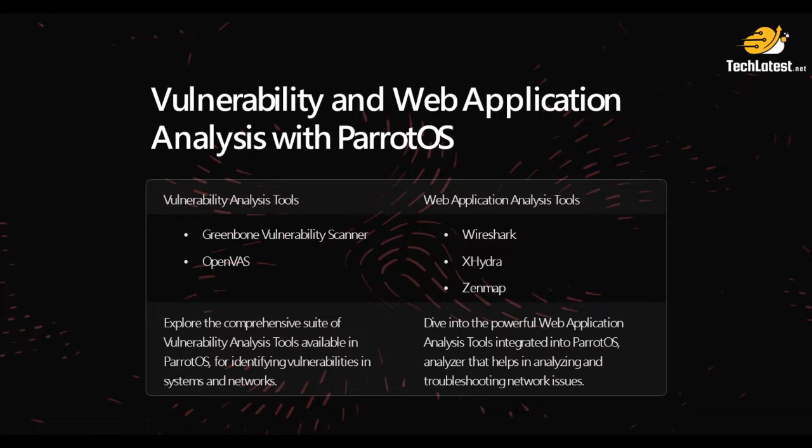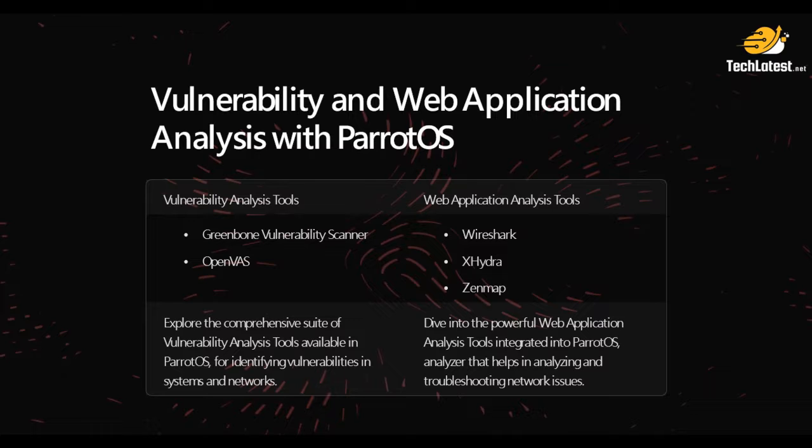Okay, so let's start our lecture. Today we're delving into vulnerability and web application analysis with ParrotOS. In this lecture, we explore how ParrotOS provides powerful tools and techniques for identifying and mitigating vulnerabilities in web applications. Let's get started. First, let's discuss vulnerability analysis.